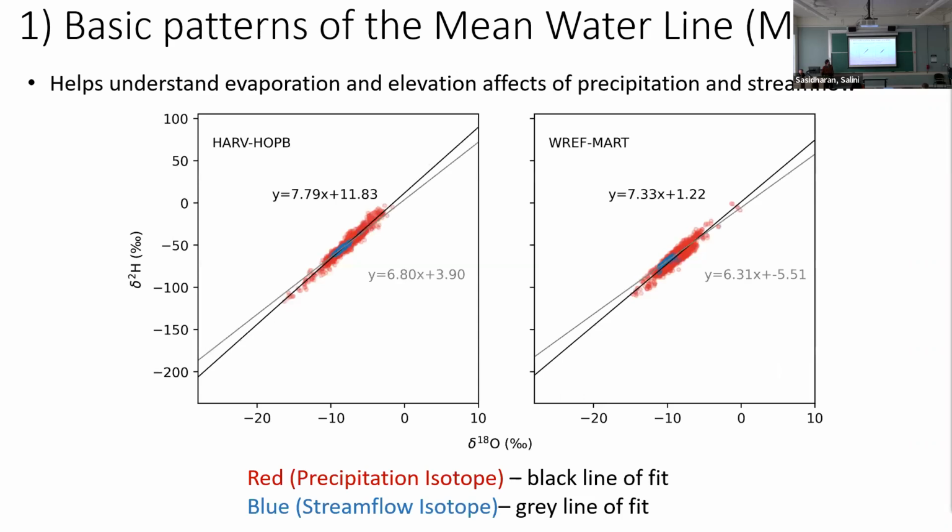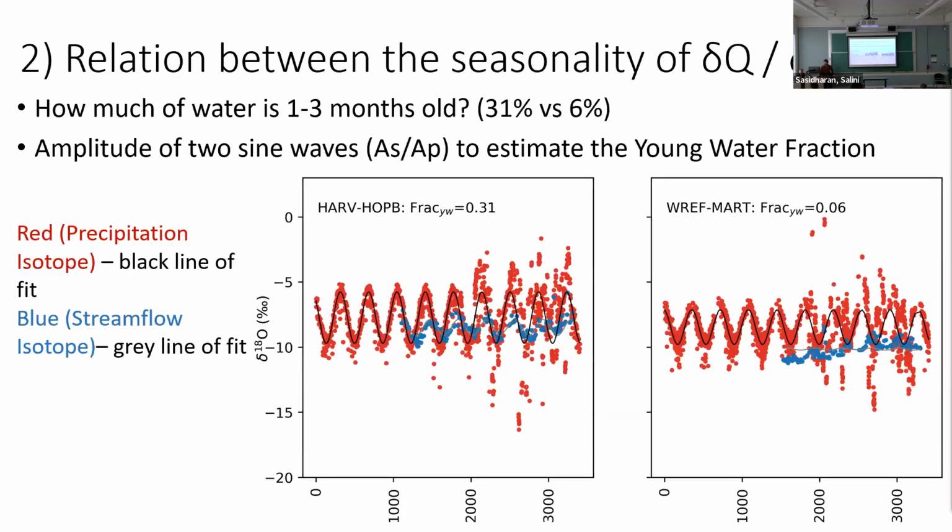So topic one, two sites, one in Massachusetts, the Harvard Forest, and one in the Cascades, Washington, just looking at the data: precipitation isotopes in red, stream flow isotopes in blue, and their associated lines of best fit. Looking at all the other sites, this helps us understand the evaporation and elevation effects, to see whether the data has good inputs and good outputs, not necessarily getting into the weeds of it, just looking at the data because no one has looked at it before.